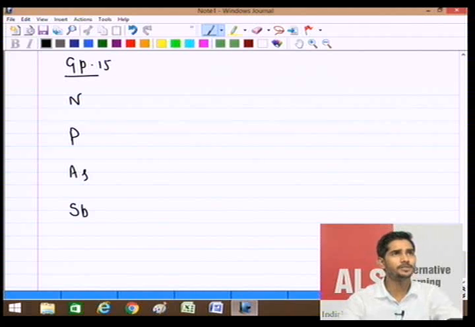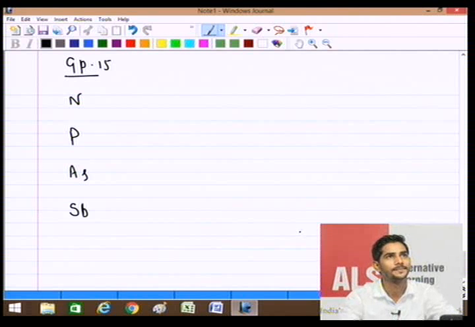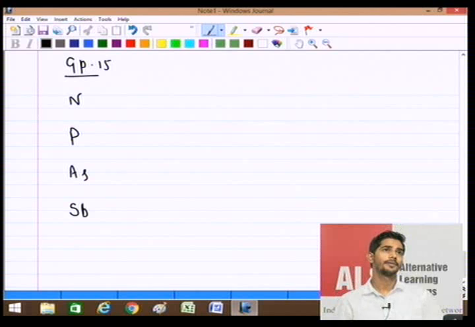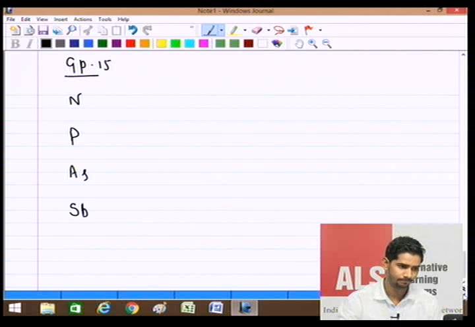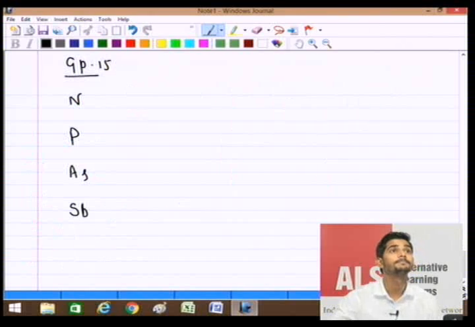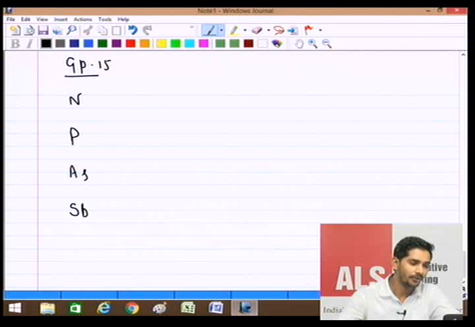Can anyone tell me please what Sb stands for? Very good. Tin. Oh, it's tin. Sb is tin. If Sb is tin, then what is Sn? Yeah. Antimony is the right answer. Bingo. So Sb is antimony.